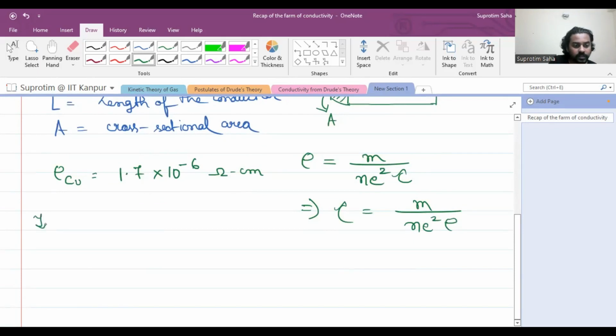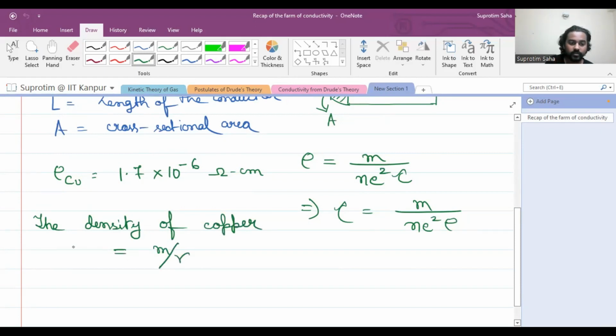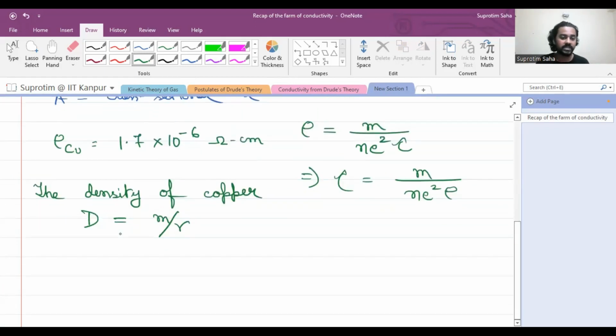Now the density of copper is given by mass per unit volume. Let me denote it by D, the density, and we should not confuse it with rho, because rho here denotes resistivity. So let's just stick with D. Density is given by mass per unit volume. Let me check if it's recording or not. Yeah, it's recording. Good.